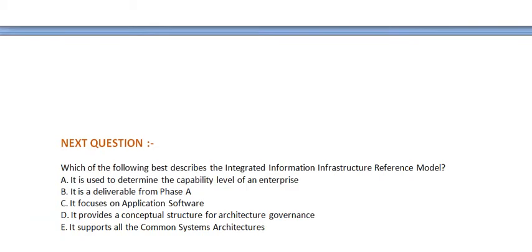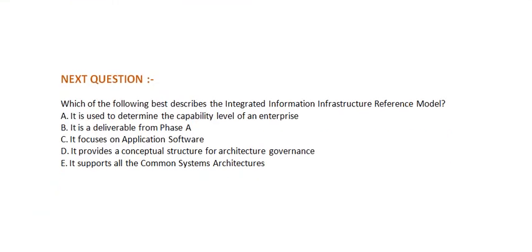Next question is, which of the following best describes the integrated information infrastructure reference model? Option A, it is used to determine the capability level of an enterprise. Option B, it is a deliverable from phase A. Option C, it focuses on application software. Option D, it provides a conceptual structure for architecture governance. And option E, it supports all the common system architectures.